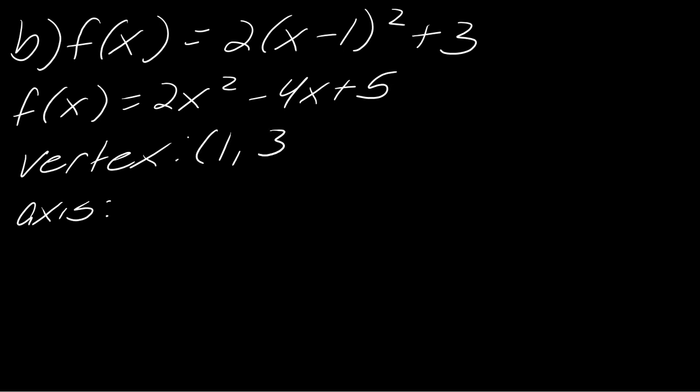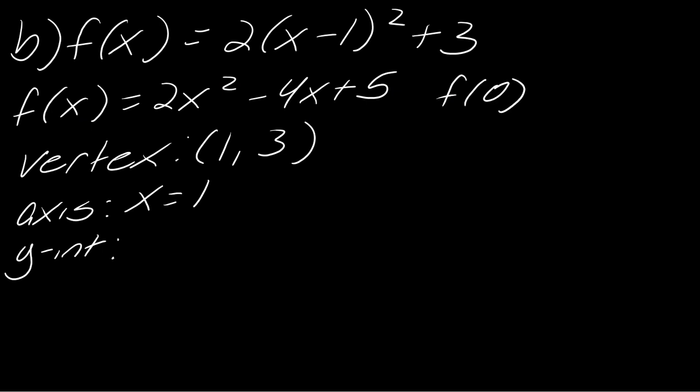So my vertex is (1, 3), so I get that from the vertex form. It's always the opposite of whatever your x is, and 3. The axis of symmetry, remember that has to be an equation, x equals 1. Now, for my y-intercept, I can just plug 0 into this equation here. That's probably the easiest. So if I plug in f of 0, just looking at this, this becomes 0 minus 0 plus 5, so this equals 5. So my y-intercept is (0, 5).